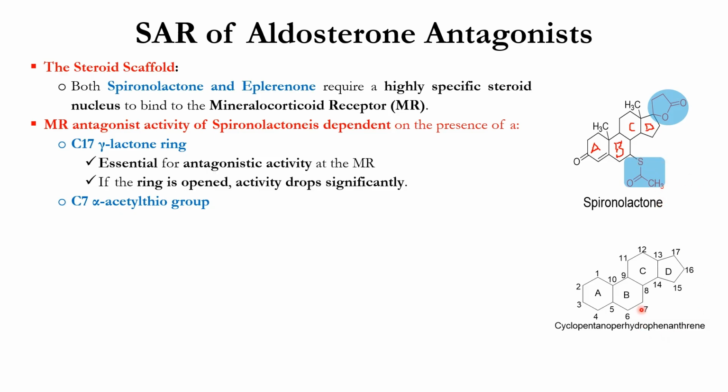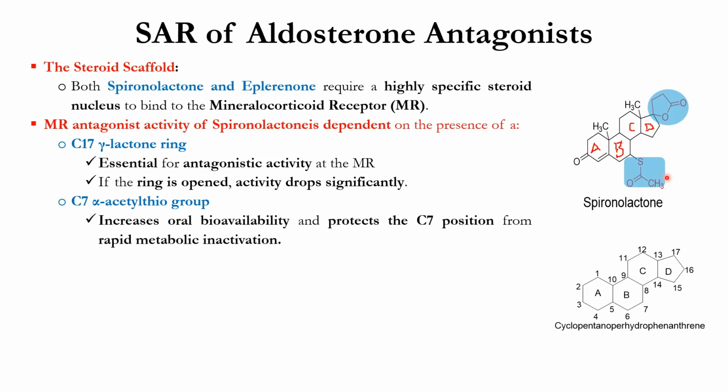So at carbon 7 we have the alpha acetyl thio group. Why alpha? Because the moiety is away from the observer if we are going to see the 3D ring system of the drug. This is the one that can increase the oral bioavailability of the drug, and also it can protect the carbon 7 position from rapid metabolic inactivation.